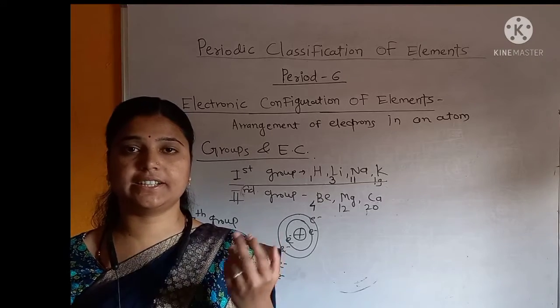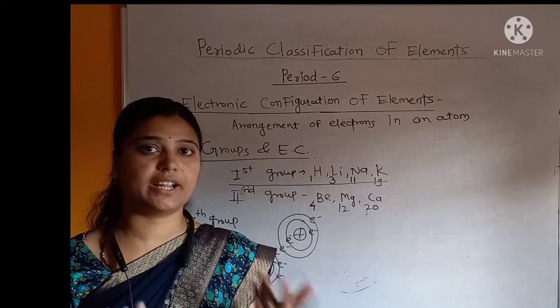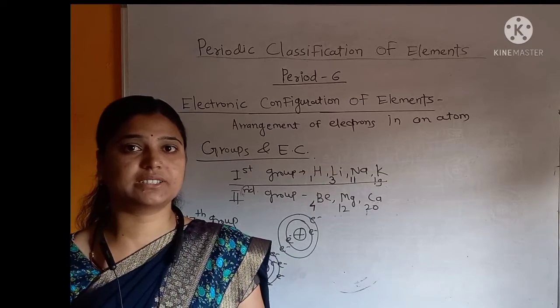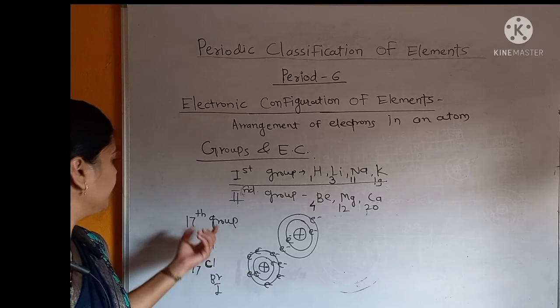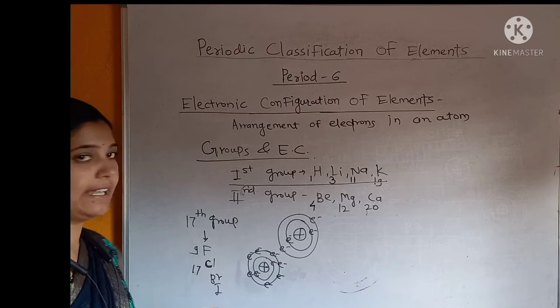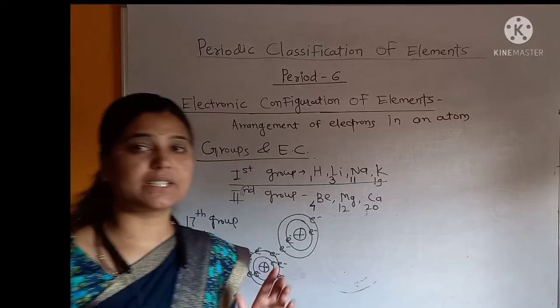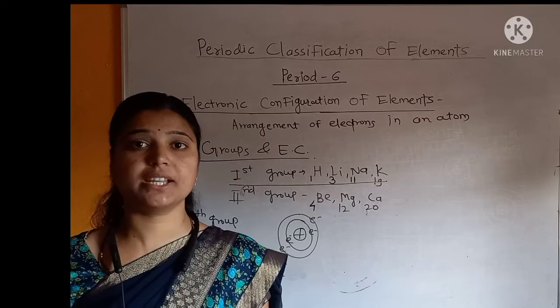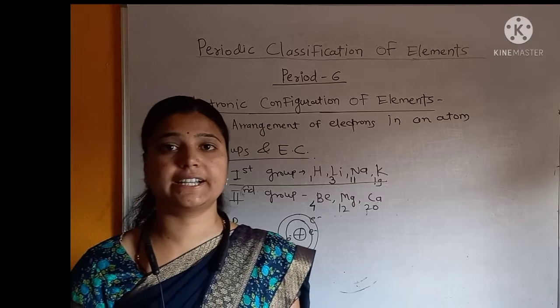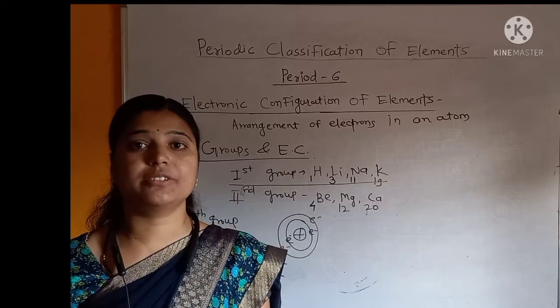Hence it takes 1 electron, sometimes from hydrogen, sometimes from sodium. All the first group elements easily react with the 17th group elements, the halogens: fluorine, chlorine, bromine and iodine. All the elements in group 17 show similar properties, and hence they are called the halogen family.